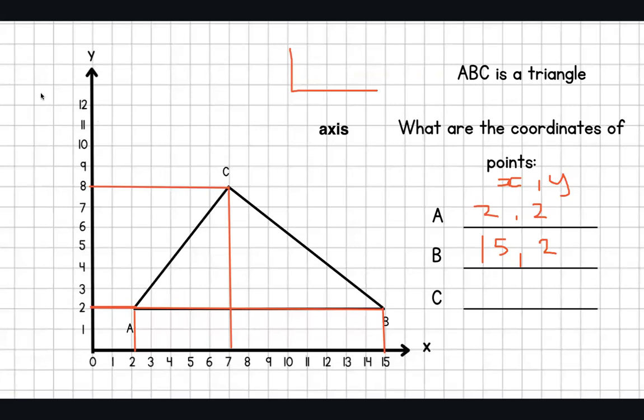And now we have 7, 8. I always like to double check, you know that. So what I'm going to do is here, 2, 2, yes. 15, 2, yeah. 7, 8, yes. This is the part they're going to be looking at.